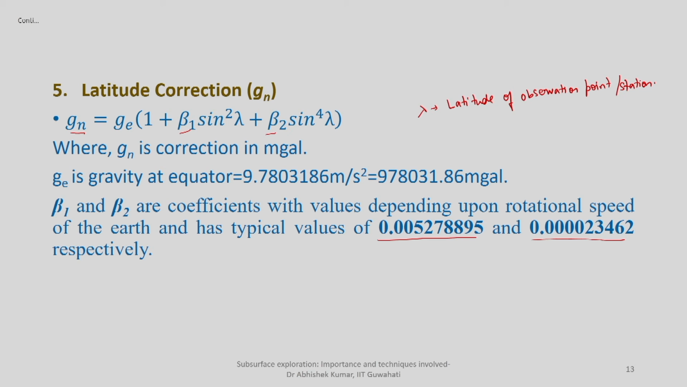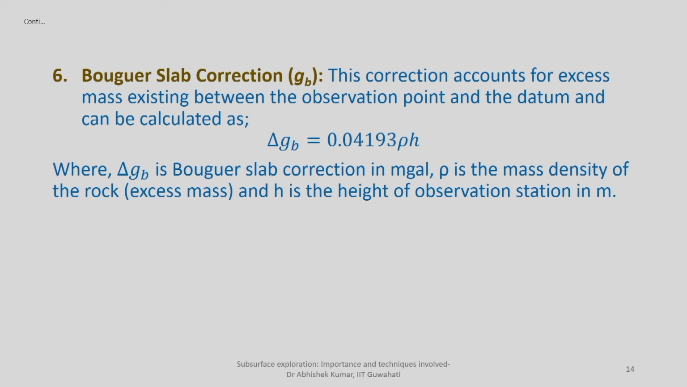So if you put those values, the value of lambda, the values of beta 1 and beta 2 as given here, and the value of G, that is gravity at the equator, you can get an idea how much the correction will be because of the geographical location of that particular observation point or site.